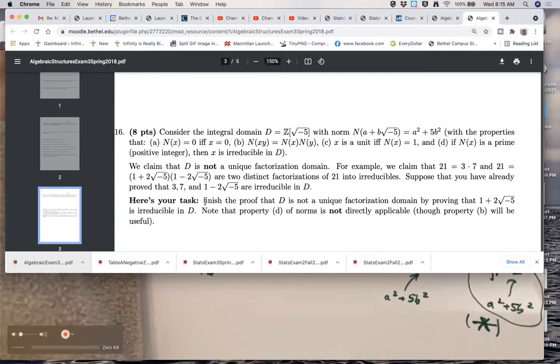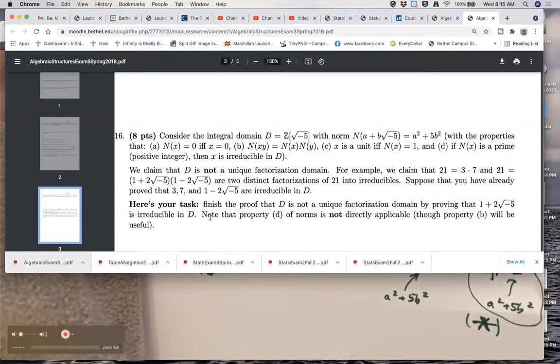So essentially, it looks like the task on this problem is to do the exact same thing we just did. Finish the proof by proving that this is irreducible. So it's an argument by contradiction again. Assume to the contrary, it equals x times y, where neither x nor y is a unit, and apply the n function and do the same kind of thing we just did.